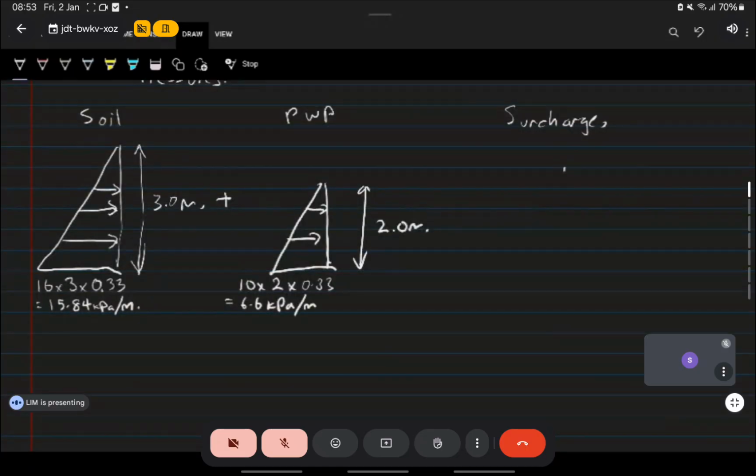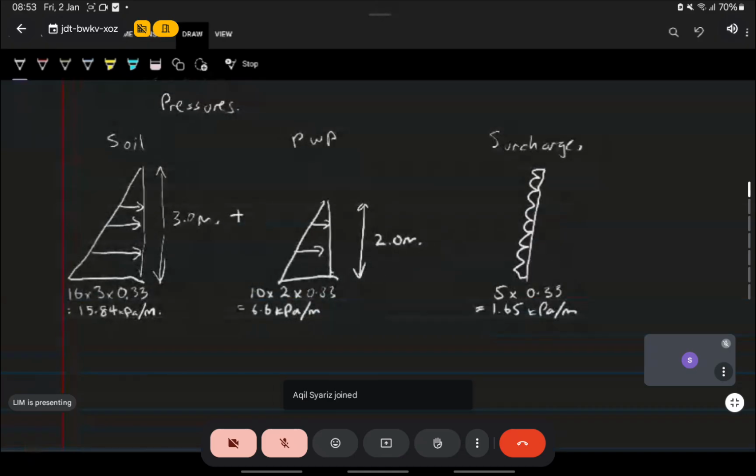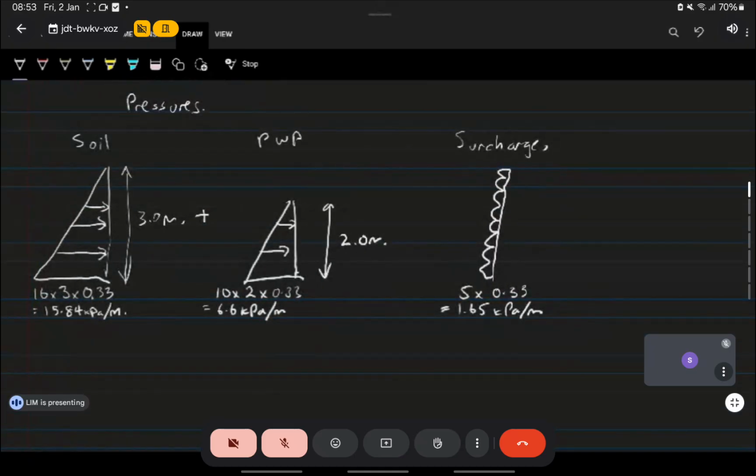Okay, and then your surcharge is just linear. It doesn't depend on the height. The surcharge was 5 just now, right? Yeah, 5. It starts here, it goes up to there. So surcharge was 5 times the KA. So surcharge is 1.65. Okay, so those are your pressures.